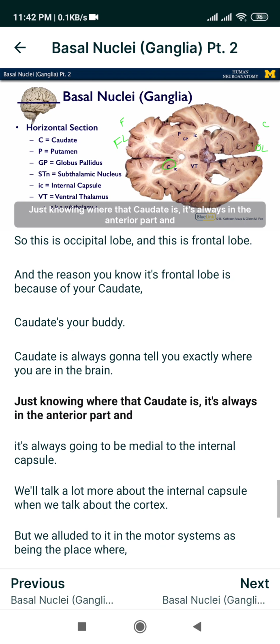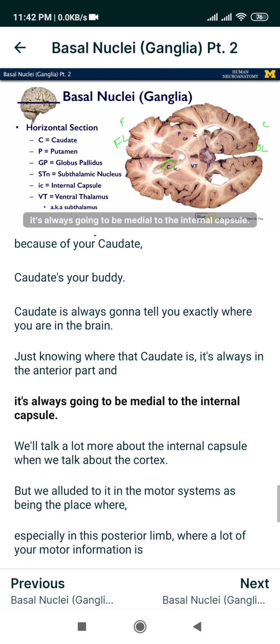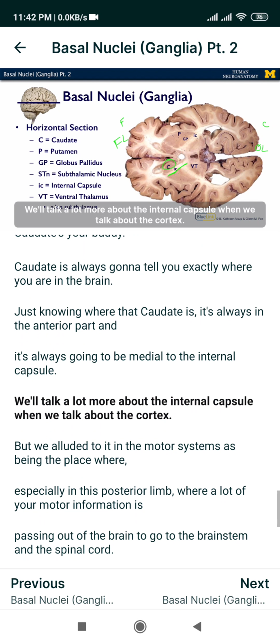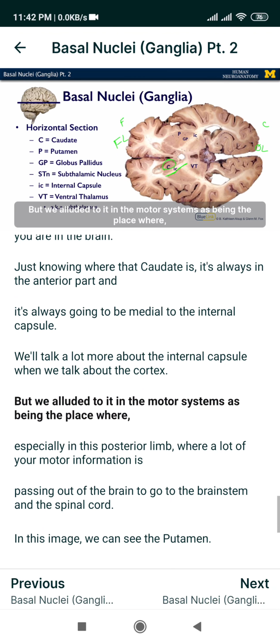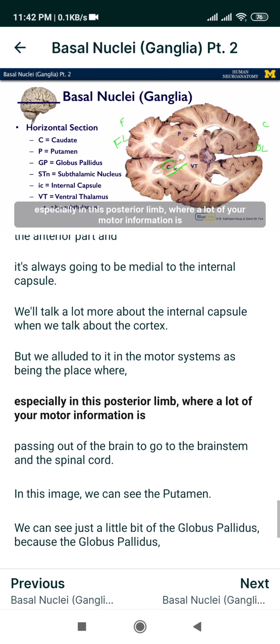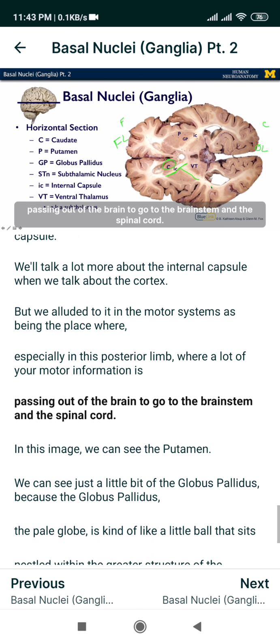Just knowing where that caudate is, it's always in the anterior part, and it's always going to be medial to the internal capsule. We'll talk a lot more about the internal capsule when we talk about the cortex, but we alluded to it in the motor systems as being the place where, especially this posterior limb, a lot of your motor information is passing out of the brain to go to the brainstem and the spinal cord.